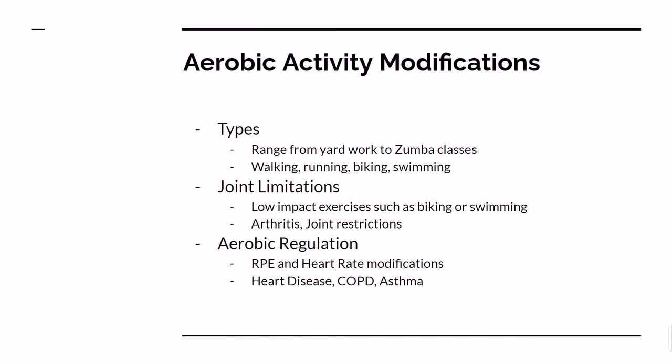So for starters, the aerobic activity modifications, there's a lot of different types of aerobic activity. So this can range from yard work to Zumba classes. The typical aerobic activity is like walking, running, biking, and swimming. So if you have a joint limitation, you generally want to use low impact exercises such as biking or swimming. These types of limitations usually are like arthritis and joint restrictions due to surgery.